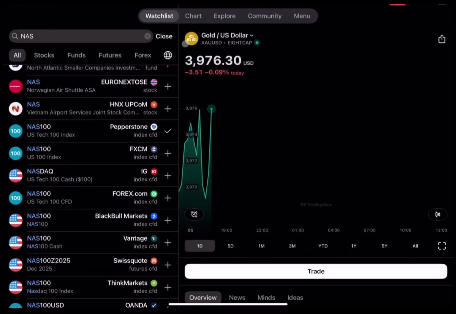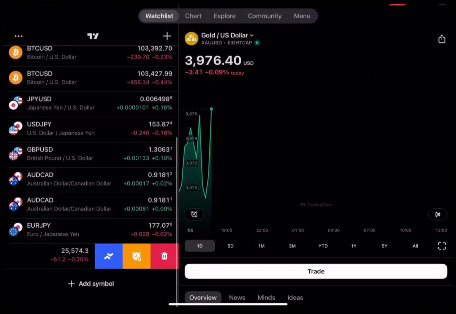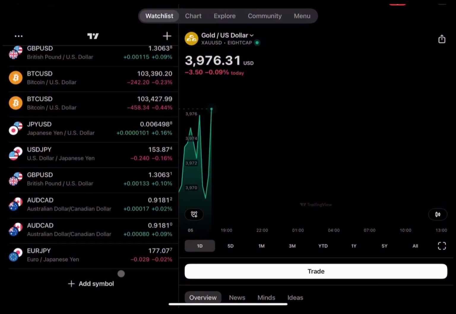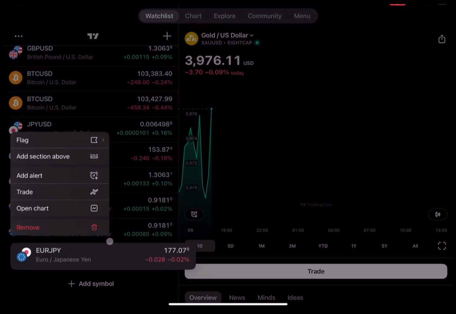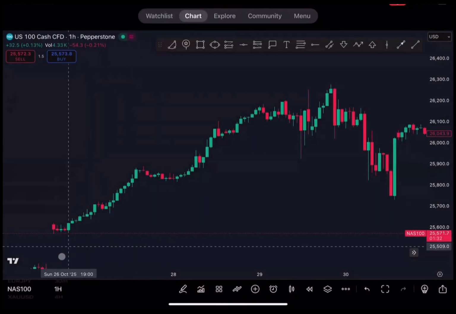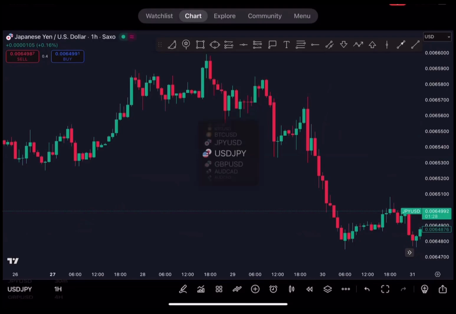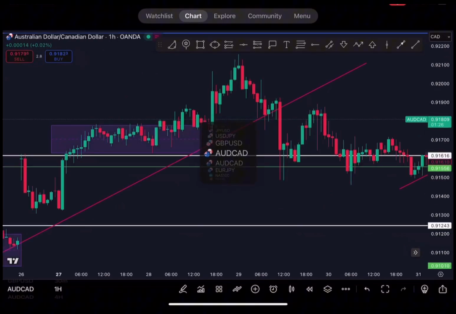However, I don't trade NAS. So I'm going to go ahead and click on it. I can either click on it or swipe if I'm using an iPad, but I can go ahead and remove that chart. Today, I'm going to be demonstrating the market through this chart here, which is the Australian dollar versus the Canadian dollar.